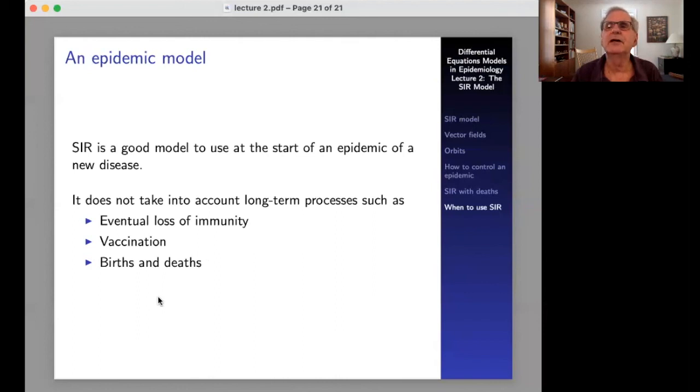Even if you were to let an epidemic run its course and get the infectives down extremely low, new susceptibles come into the population by getting born if there's no vaccine for newborns. And this is a long-term process that should be taken into account. So at the start of an epidemic, these very long-term processes, births and deaths, are not relevant. You may not even know how long it takes before somebody becomes immune. Vaccines don't exist yet. So the SIR model is a good model to use at the start of an epidemic. It's called an epidemic model.